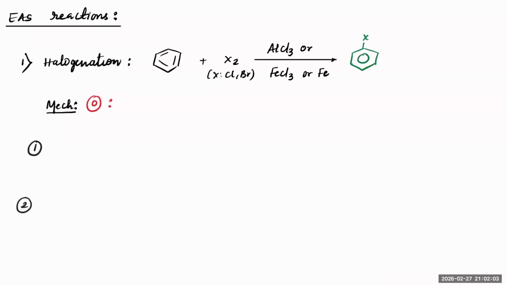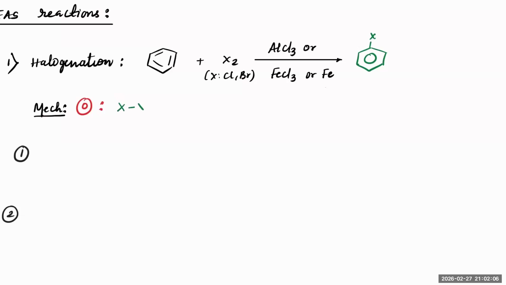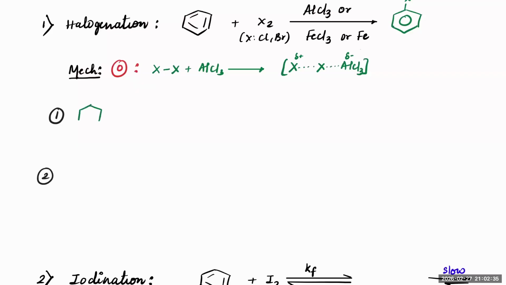Okay. To put you through the zeroth step, this is what happens. X-X plus AlCl3 will make this into a weaker bond. So the X-X becomes a weaker bond here, and AlCl3 will make it a stronger bond. So this will become delta minus and delta plus. Okay. And this is the electrophile. Okay. So you can see this particular halogen will be the electrophilic site for it. Hence, if you have a benzene group here like this, plus X-X.